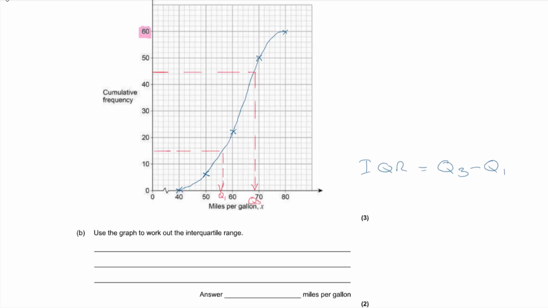I make that 56. So that's the Q1 value. So that's going to be 56. And then my Q3 value, what's that? That's 68. So my interquartile range is going to be 68 minus 56. I make that 12. Now again, yours may vary slightly on how you've drawn your cumulative frequency curve, so you might not get exactly 12.